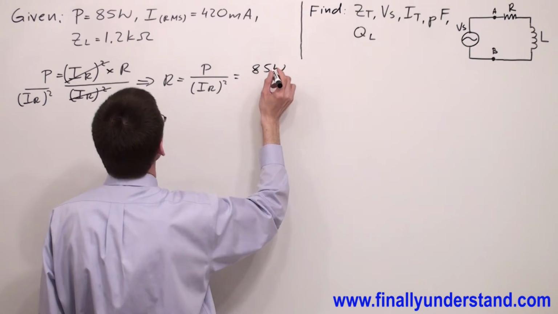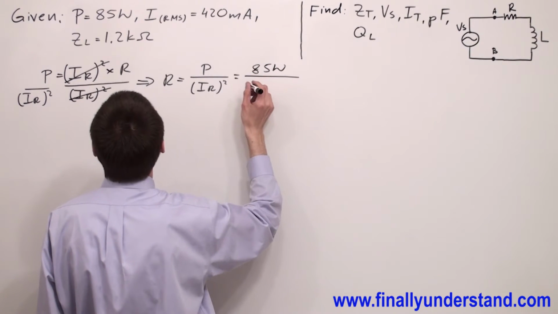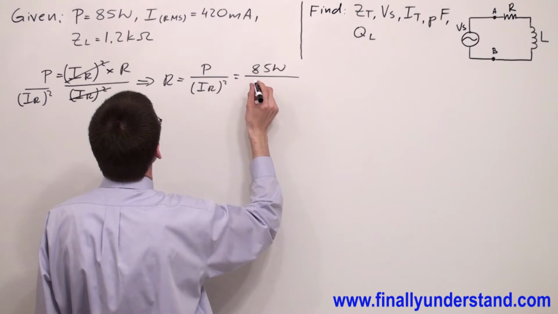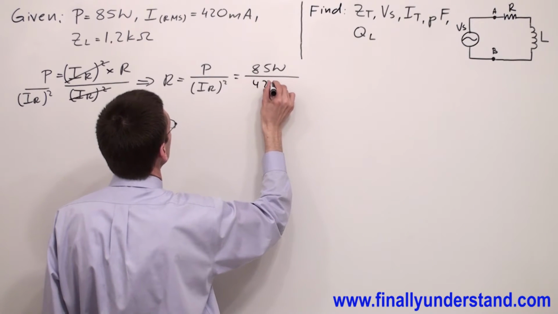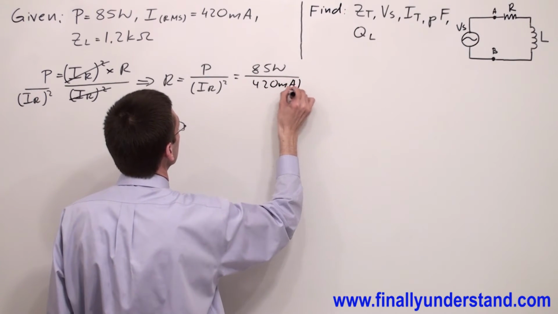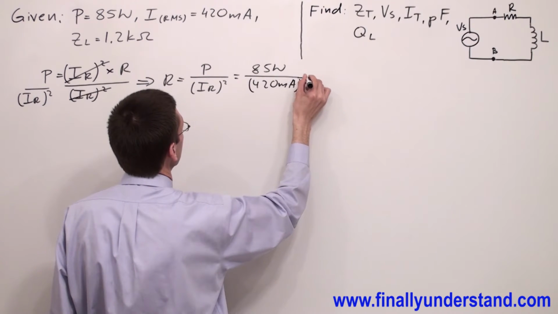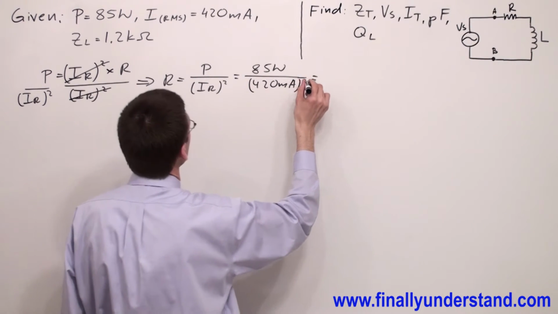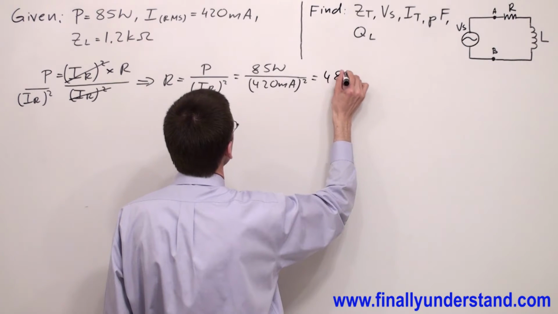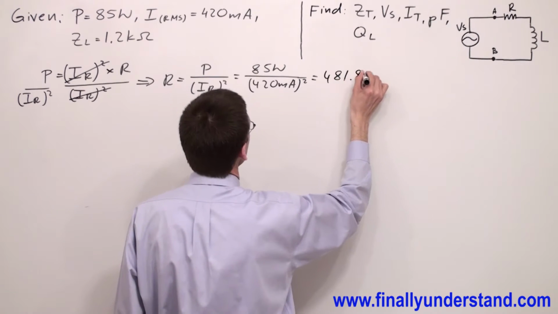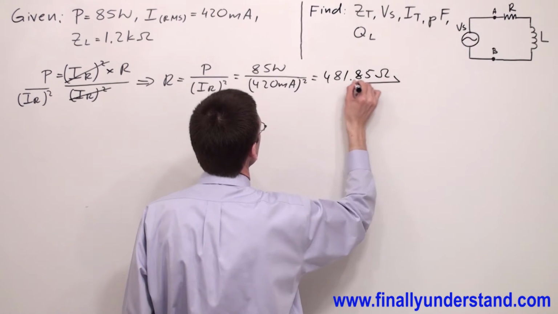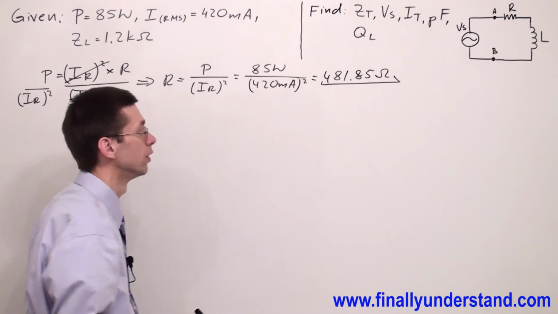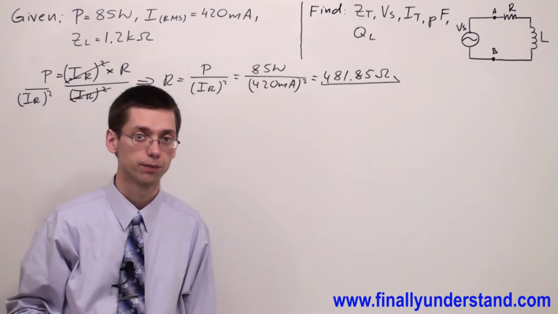which is equal to 85 watts divided by I_R, which is 420 milliamps to the second power. Resistance is equal to 481.85 ohms. Okay, so this is the value of my resistor.